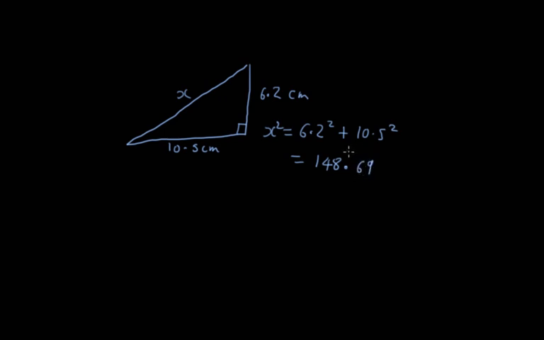148.69. Now always, when you're doing anything in an exam, show the full working for everything you're doing, just in case you make a mistake with any of the arithmetic. So therefore, this little symbol means therefore, x is going to be the square root of 148.69, which we work out to be 12.2 centimetres, and that's to 3 significant figures.